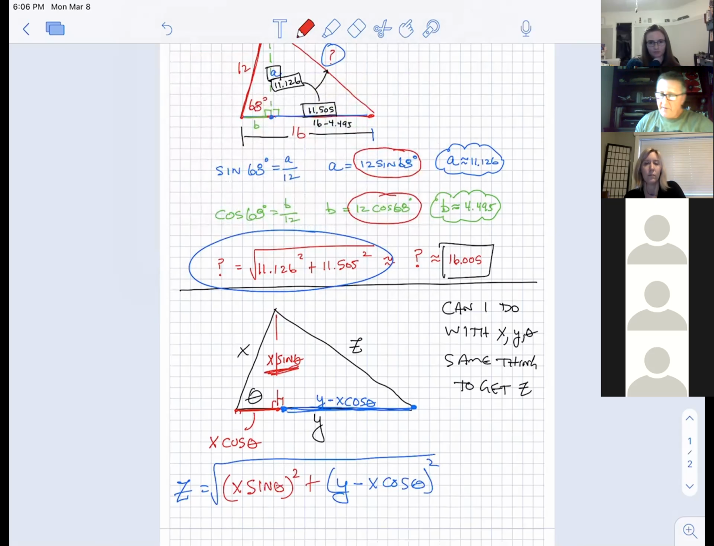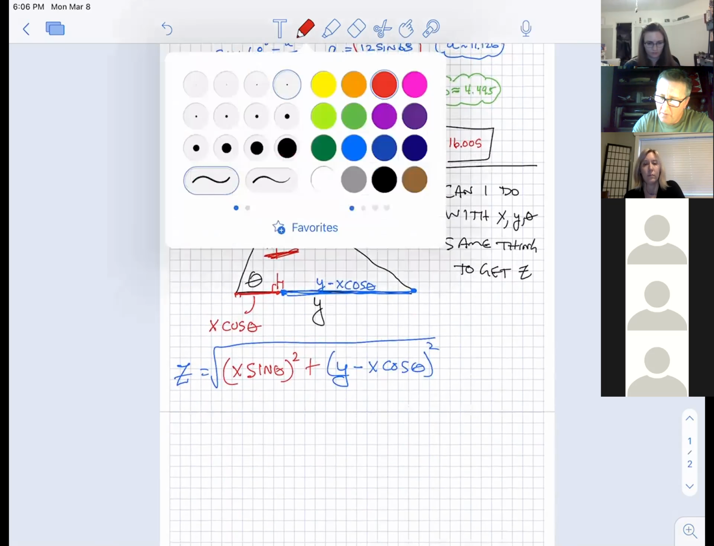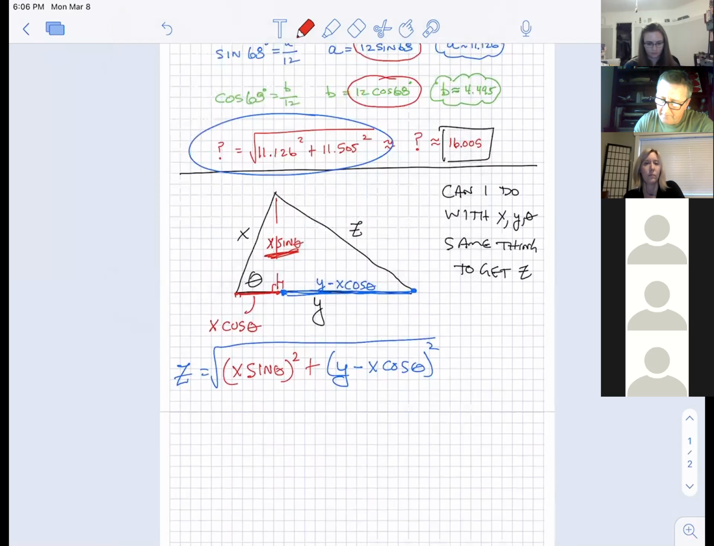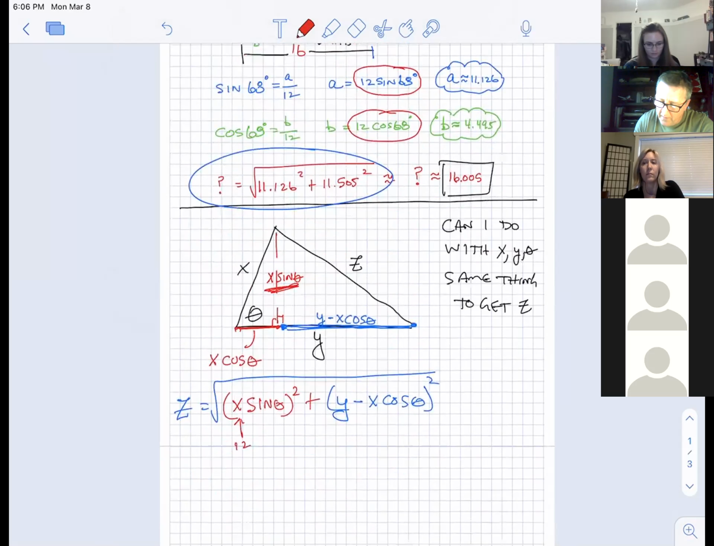Now, just for the fun of it, type that in your calculator, except put the numbers in we just put into it. So just to see that it works, for us, x was 12, theta was 68, and y was 16. Can you type that whole expression in your calculator and have it spit out that 16.05? Notice you're never even writing down all the other numbers.